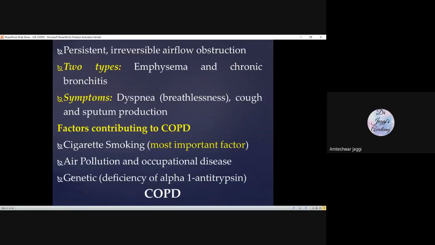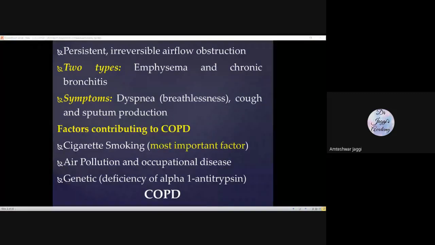And the third important factor can be the genetic factor. COPD, genetic factor. What is that genetic factor? Deficiency of a protein. What is that protein? Alpha antitrypsin. Deficiency of alpha antitrypsin. This is an important thing.